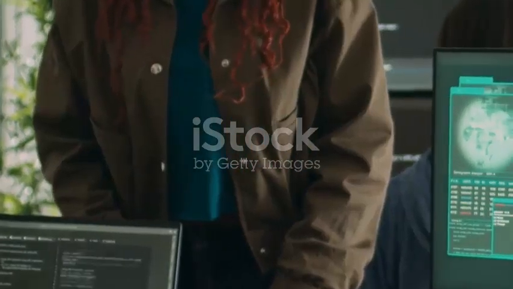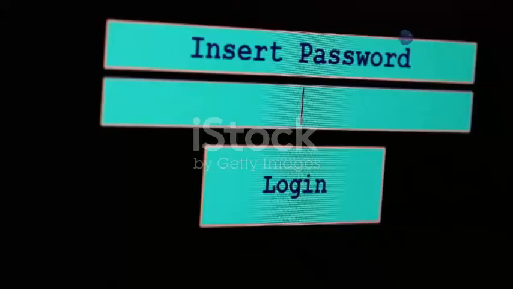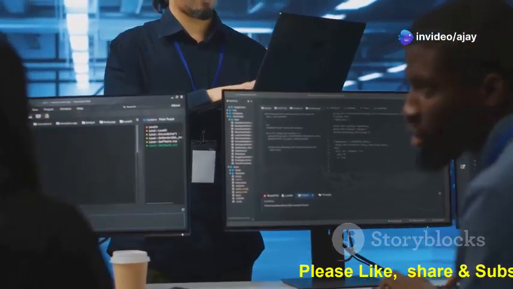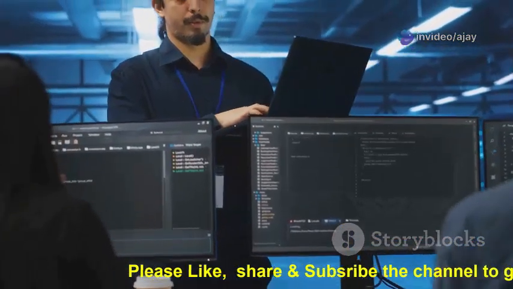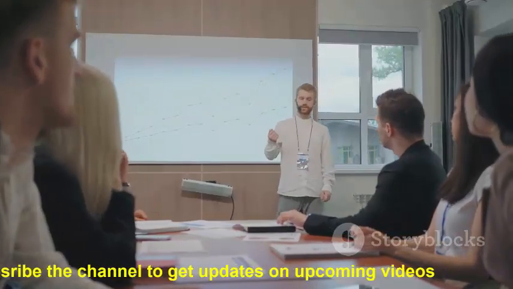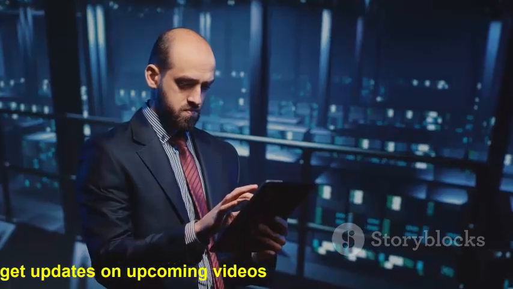IAM has key components that work together like a team. First up, we have users. These are like individual accounts for people or applications needing access to your AWS resources. Then there are groups. You can group users with similar permissions together. This makes managing permissions easier, especially if you have a lot of users.